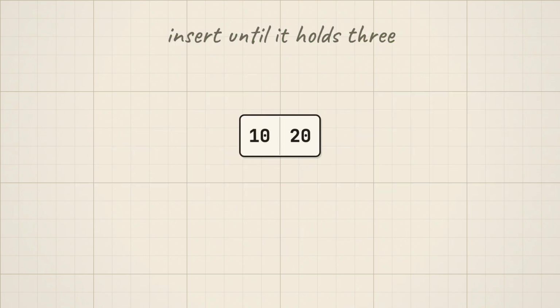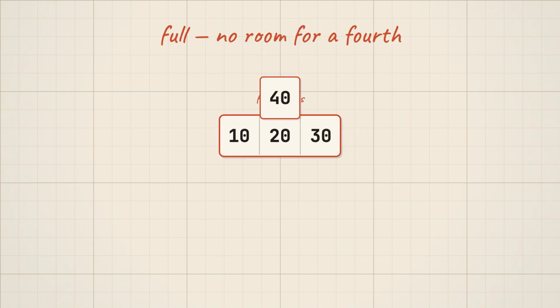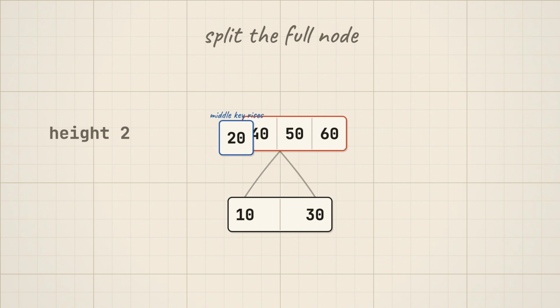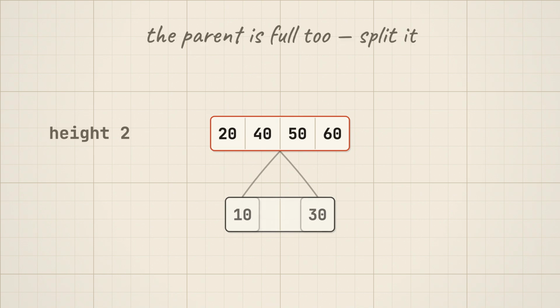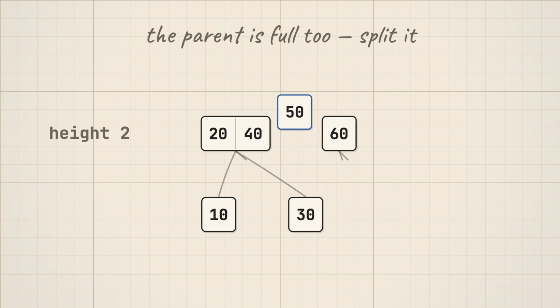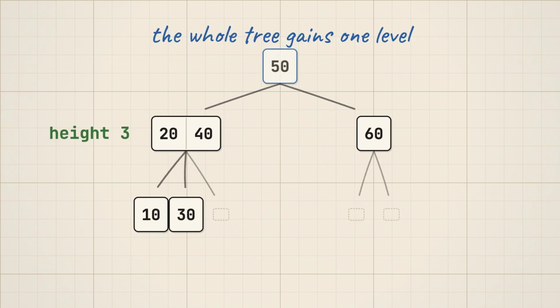We can insert keys into a node until it contains 3. But what happens when a full node needs more room? We split it. The middle key moves upward into the parent. The smaller and larger keys become 2 separate children. What if the parent is full as well? Split the parent too. The split may continue toward the root. If the root itself splits, the entire tree gains one new level.